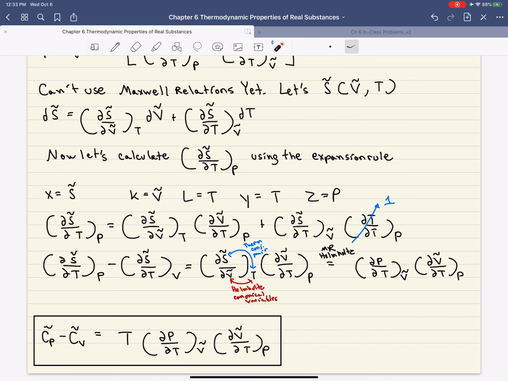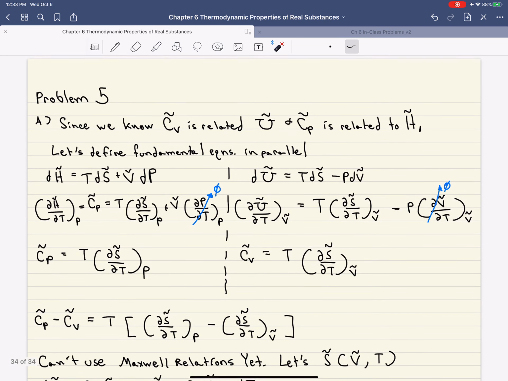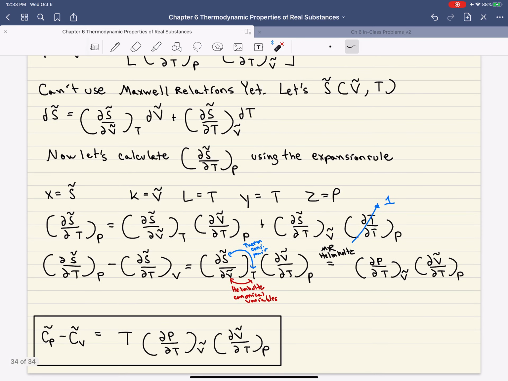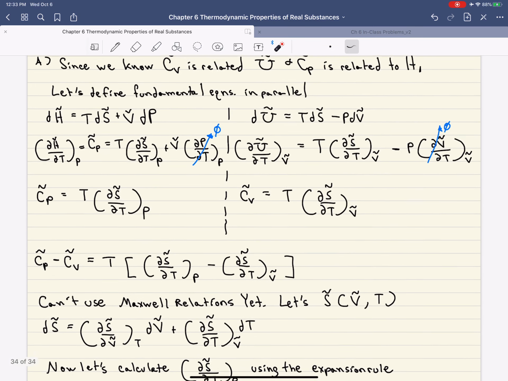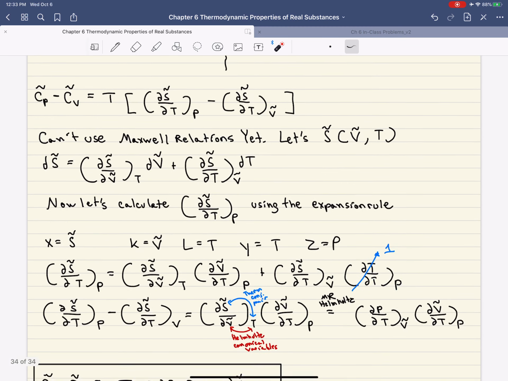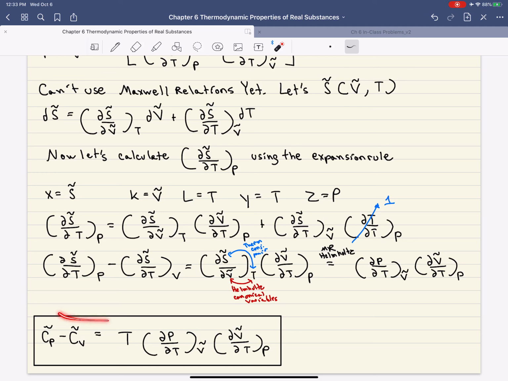The nice thing about this analysis that we did here is, if you look on the page, at no point did we make any sort of assumptions, right? We didn't assume ideal gas. We didn't assume van der Waals gas. We didn't assume something was incompressible, right? And so this relationship we derived here, Cp minus Cv, is true for any sort of fluid or any sort of chemical that we're dealing with, right?